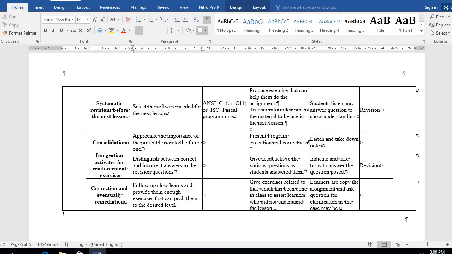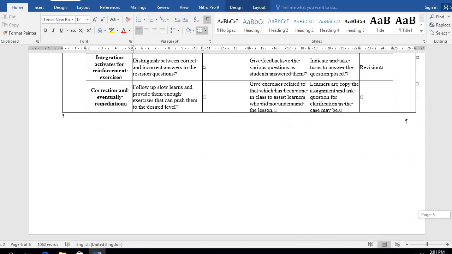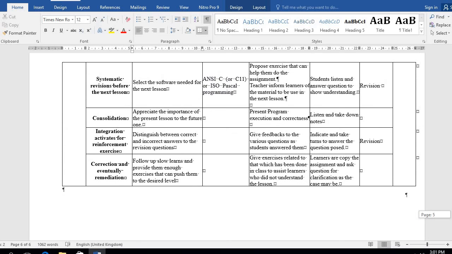You have integration activities for reinforcement exercises. That is, you distinguish between the correct and incorrect answers to the revision questions. You're trying to be clear about what the students know and what they don't know. You make that very clear. Correction and eventual repudiation. That is, you follow up slow learners and provide them enough work to do so that they can catch up. While those who have mastery, you give them remedial lessons to follow up so that they may not feel bad or lost out within the class.